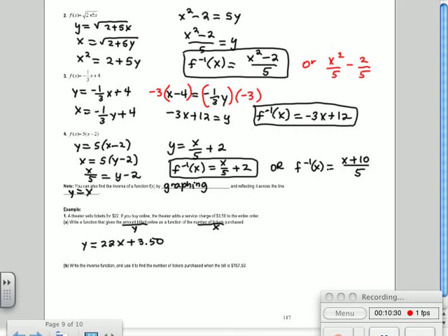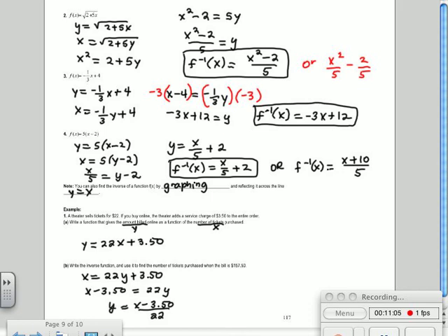Let's find the inverse function. If I find the inverse function, we're going to switch our x and our y. Solve for the new y. So I have x minus 3.50 equals 22y. So x minus 3.50, divided by 22, equals y.